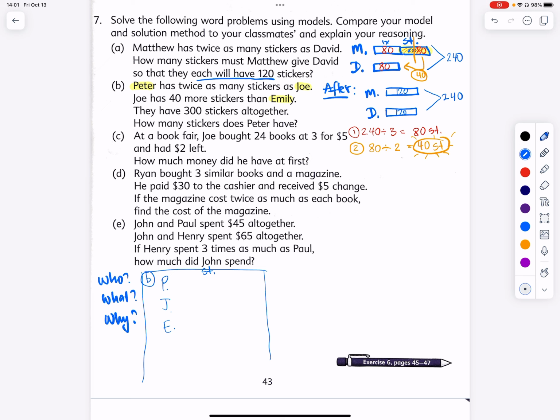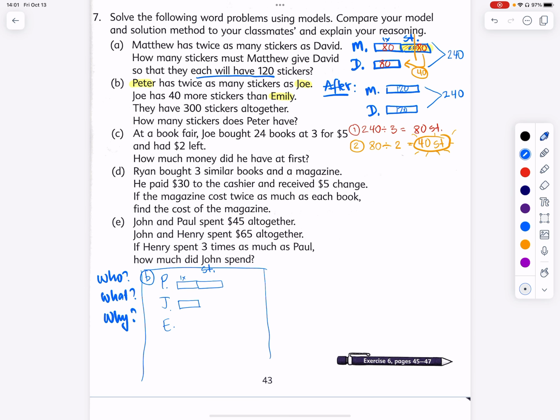Let's translate this English sentence into a simple drawing. Peter has twice as many. Well, this would be the same, correct? But Peter does not have the same as Joe. Peter has twice as many. I'm going to label it 1 time, 2 times.